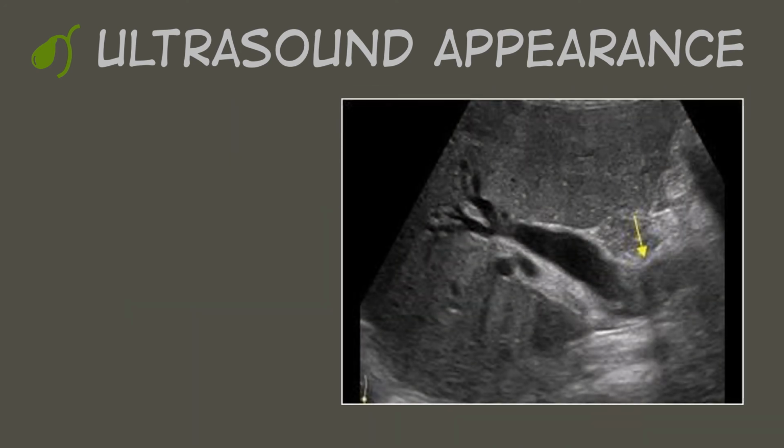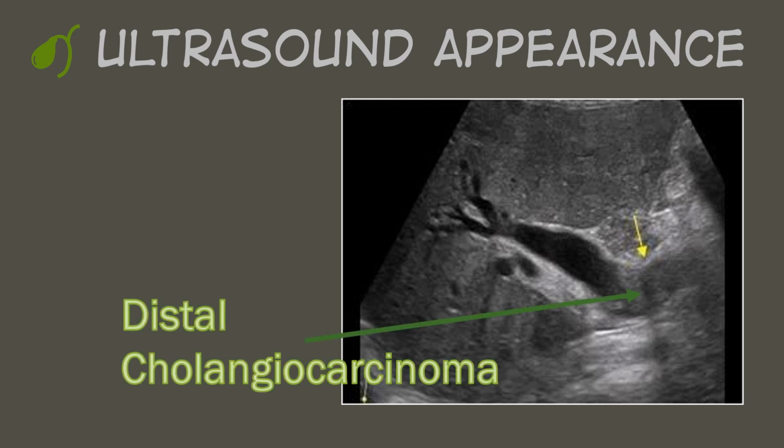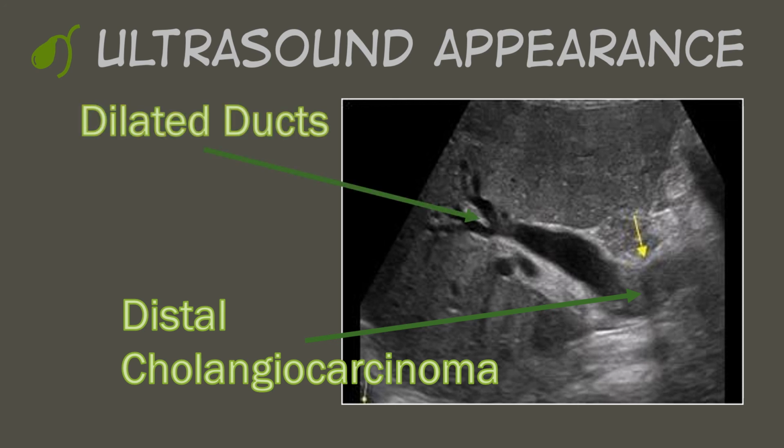The last variant then is the distal cholangiocarcinoma, and remember that that is any cholangiocarcinoma that develops outside of the liver within the bile duct. And so this yellow area here is pointing to that distal cholangiocarcinoma. It's just kind of a low level gray that's filling the bile duct, but our big sign here is that we have large dilated ducts proximal to that obstruction.